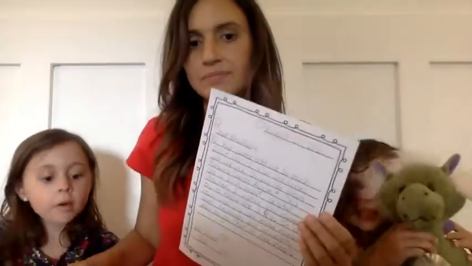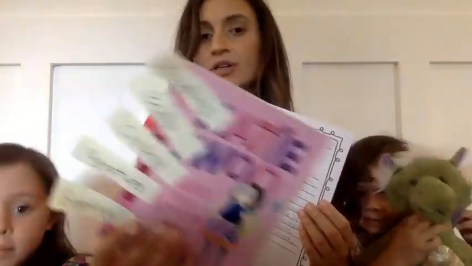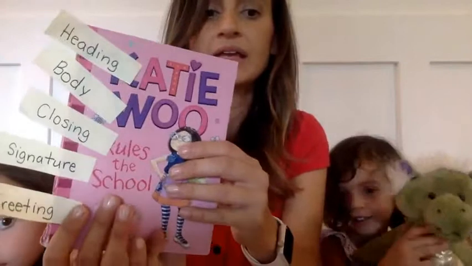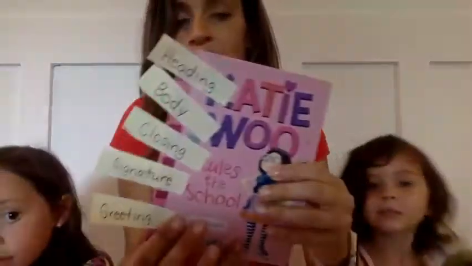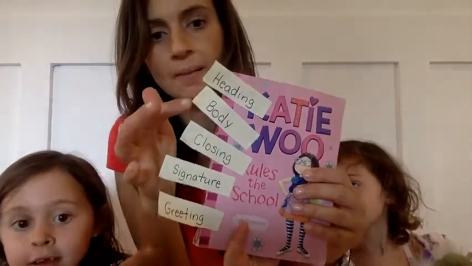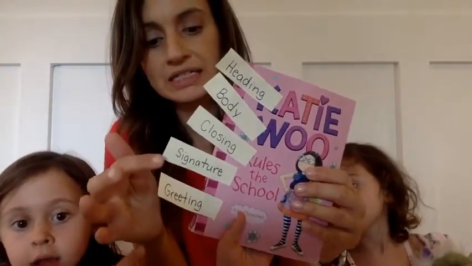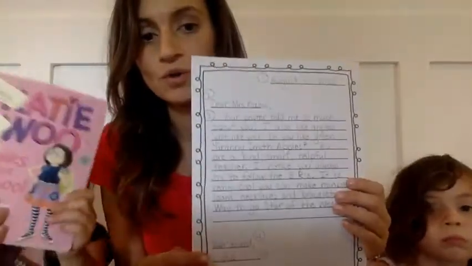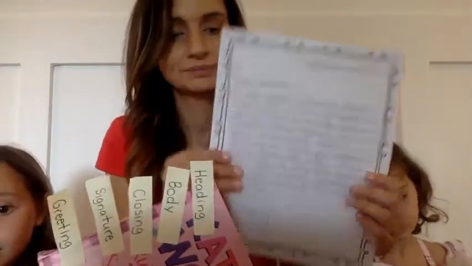Leah has them. We're just going to first show them all the different parts. But the thing is, they're all not in the correct order. So let's see. We have heading, body, closing, signature, and greeting. Each of those are a part of the letter. So we're going to label this letter with the 5 different parts.